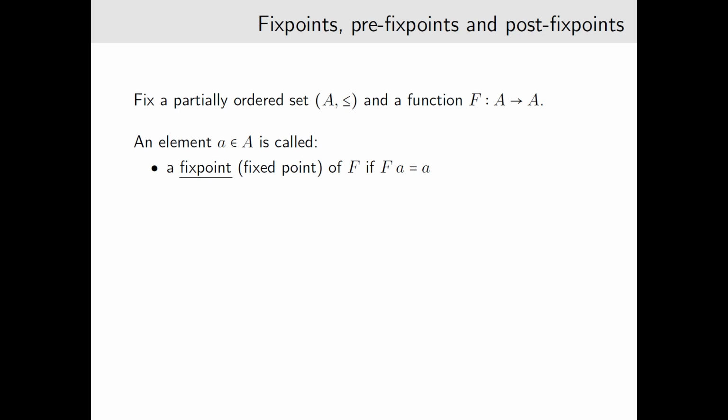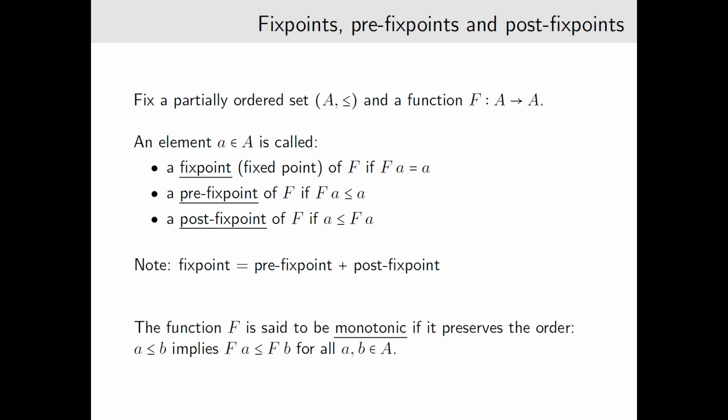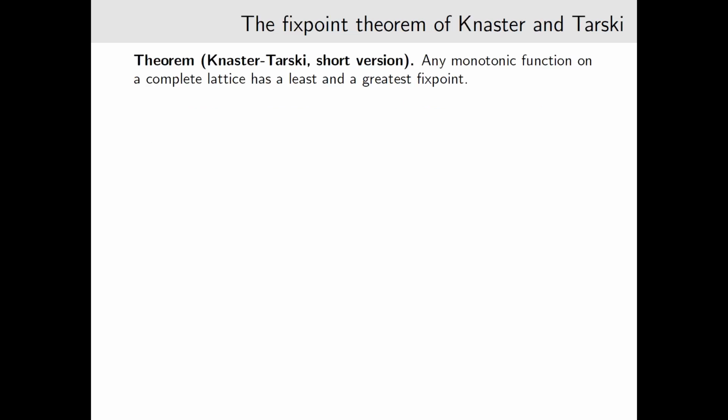Now, some crucial concepts. The notion of a fixed point. You have a function on some set, an endofunction from A to A. A fixed point is an element that is left unchanged by f, right? So A is such that f(A) = A. A prefix point, if we have an order on A, means f(A) is smaller than or equal to A. And a postfix point, A is smaller than or equal to f(A). And a fixed point means prefix point and postfix point, of course. A function is monotonic if it preserves the order, and so on.